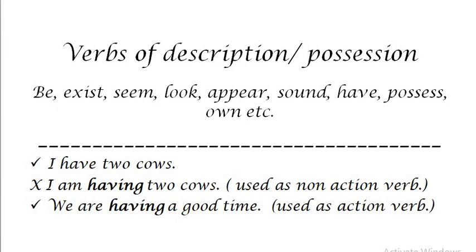But we can use having also in this way. We are having a good time. This having is used as an action verb. So in this case having is correct over here, but in the first sense, I am having 2 cows is not correct. We are having a good time is okay, is fine. So with a changed meaning, we have used having.